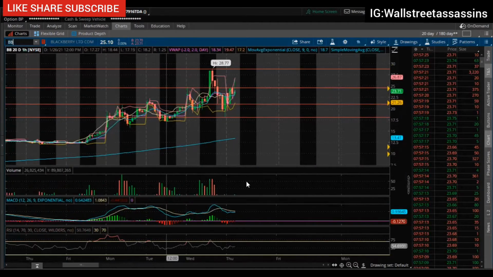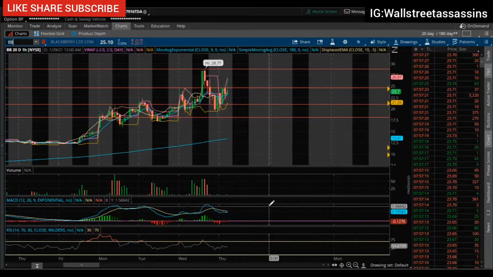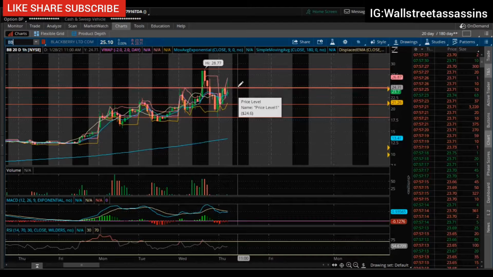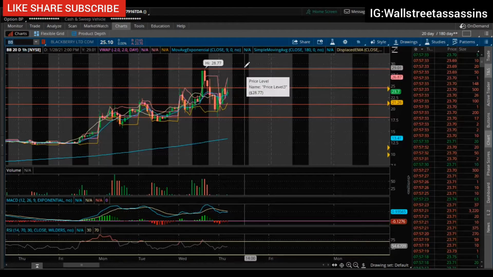BlackBerry is not really moving as fluid as the other stocks. So definitely be careful with that one as well. If we break 24, we could start pushing up towards 28.